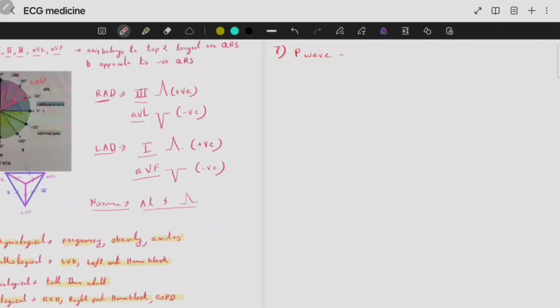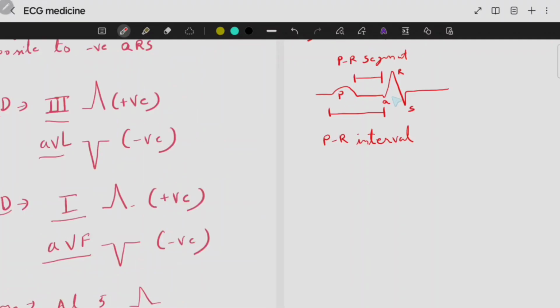After that we see the P wave and PR interval. At first, see what the PR interval and PR segment are. This is the P wave and this is the QRS complex. The end of the P wave to the beginning of the QRS complex is called the PR segment. The start of the P wave to the start of the QRS complex is called the PR interval.